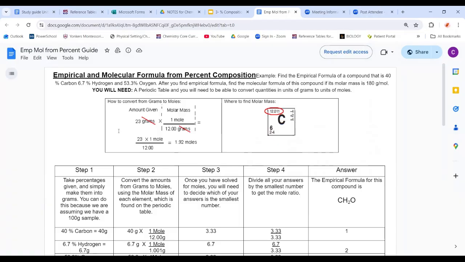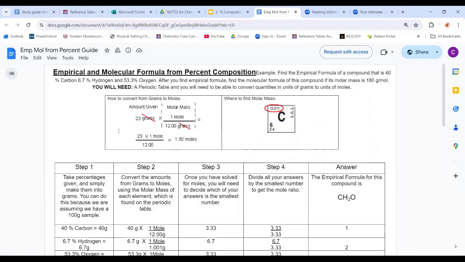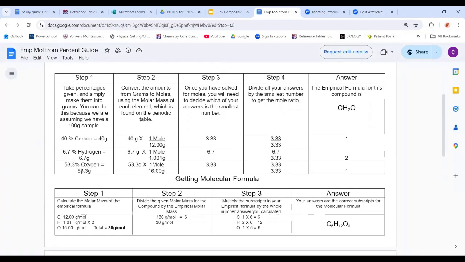What you're going to do is take your percentages that are given in the problem and convert them into mole ratios. First of all, you assume that this is out of a 100-gram sample. 40% of 100 grams is 40 grams. So mathematically, it makes sense for us to be able to just drop the percentage and turn this into grams.